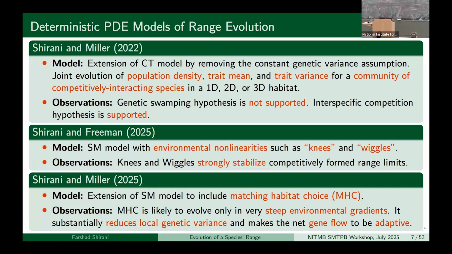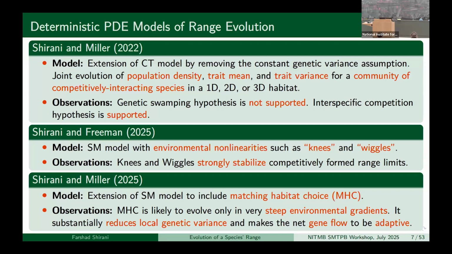And then we relax another assumption, which is quite typical in this sort of range evolution models, which is that the movement of the individuals, the dispersal, is random, which is often not the case. And the genetic swamping hypothesis relies strongly on this assumption. So we relax that, and we allow for a sort of optimal dispersal, which is known as matching habitat choice.